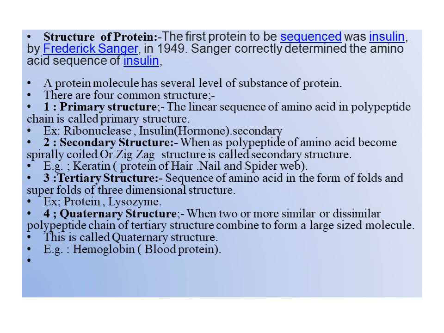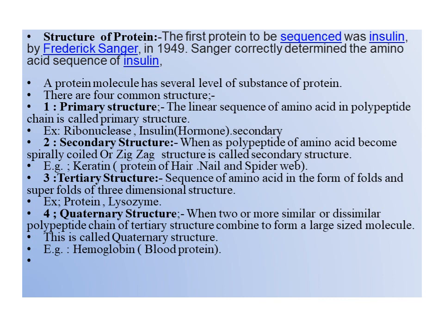A protein molecule has several levels of structure. There are four main common structural levels of proteins, as shown here. Primary structure: the linear sequence of amino acids in a polypeptide chain is known as the primary structure. The best known examples are the insulin hormone and glucagon. Secondary structure: when a polypeptide chain of amino acids becomes spirally coiled, that structure is known as the secondary structure. An example is keratin protein, which is found in hair, nails, and spider web.